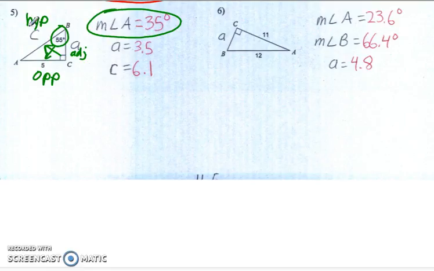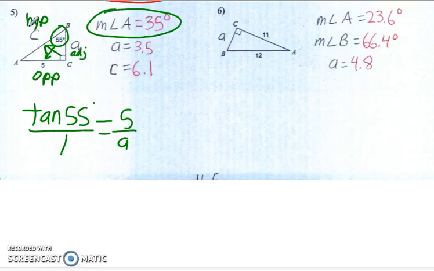When we're trying to find, let's do A first. We know that A is adjacent and 5 is opposite. So we're going to use the tangent of 55 degrees equals opposite, which is 5, over A adjacent. Remember, use SOHCAHTOA. Go ahead and make this into a proportion so that we could go ahead and cross multiply, and we might have to divide.